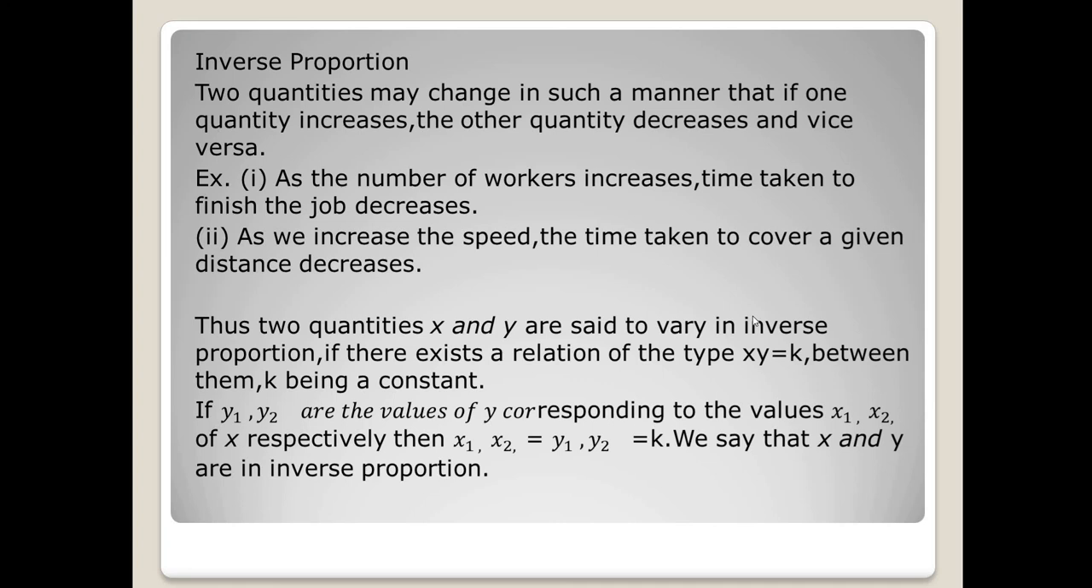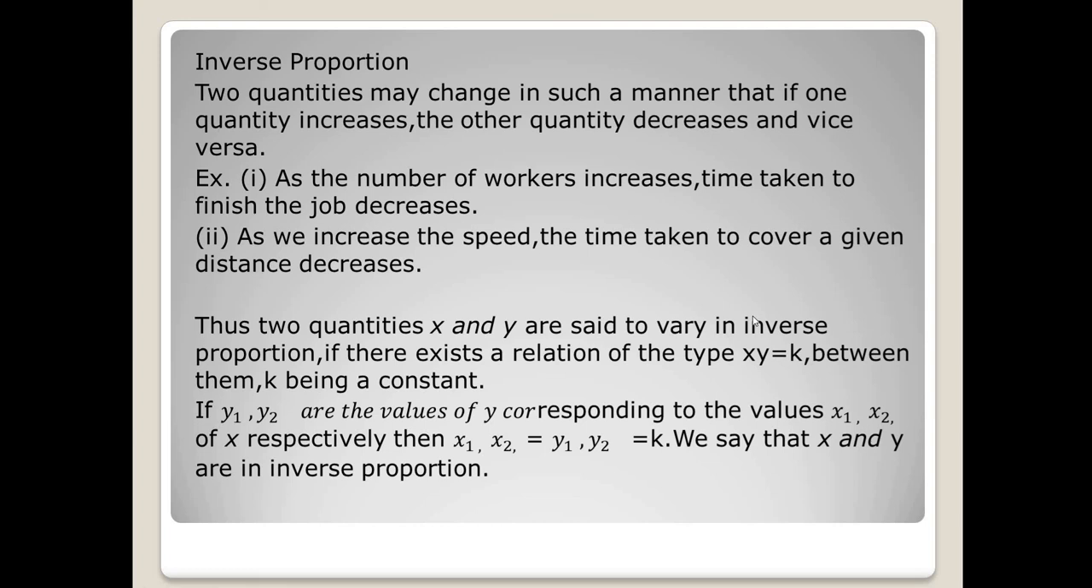Say an example, in a factory they are making the articles, they are making the objects. When they are making the things, if they increase the number of labors, the time taken to finish the particular quantity of the job will get decreased. Another one is, as we increase the speed, the time taken to cover a given distance decreases. If they are asking you to cover 100 kilometer of distance by your car, you are going at 50 kilometer per hour speed. Okay, if you are increasing to 100 kilometer per hour speed, you can reach the distance easily.